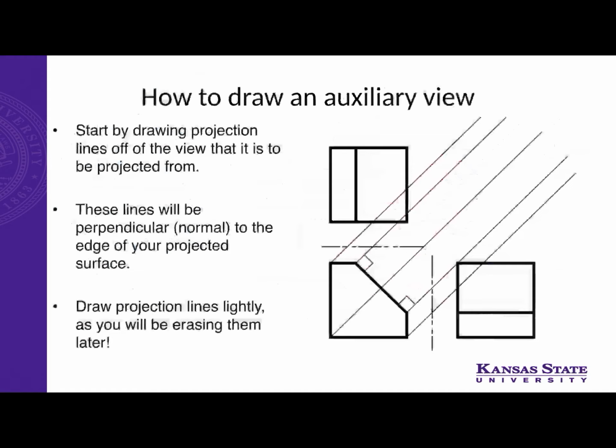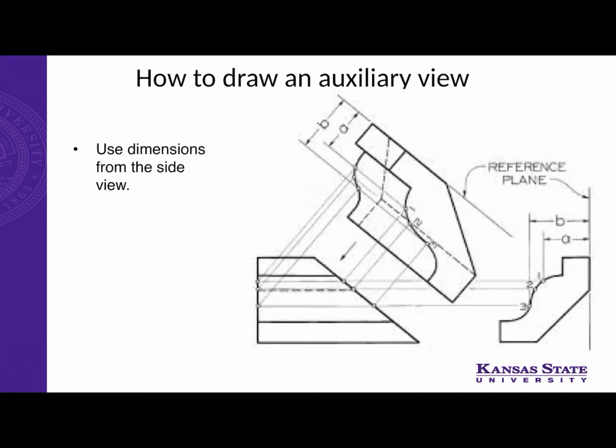But these lines are perpendicular to the edge, and the projection lines, you draw them really light because not all of them are going to be kept, and you need to erase some of them. So we're not going to use all of them later. So draw them very light.